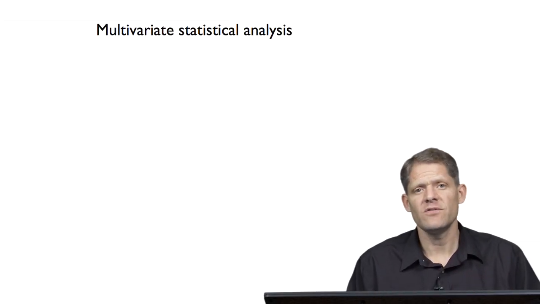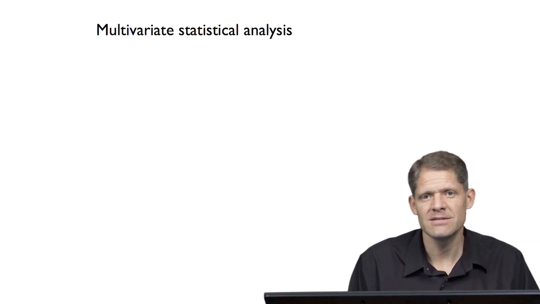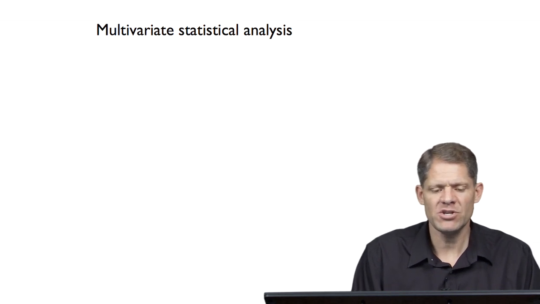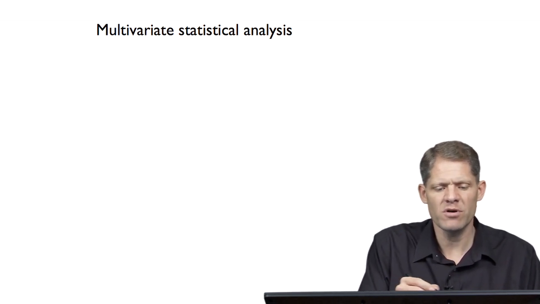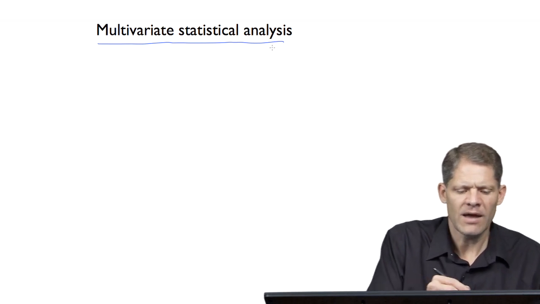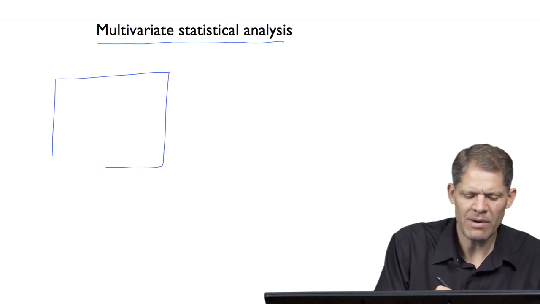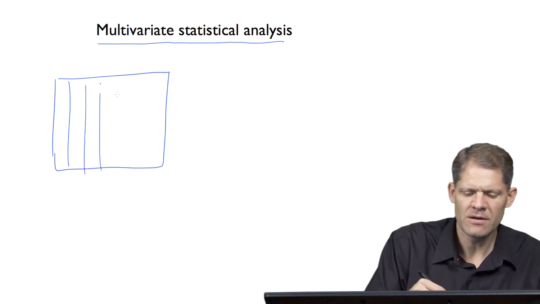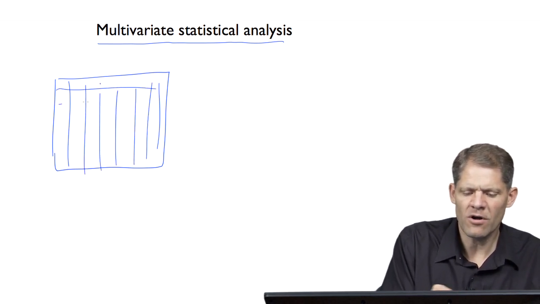Now there are many ways to group images into classes. One of them that we'll mention now, which is of particular importance, is multivariate statistical analysis. And let's begin thinking about an image. It's pixelated, so it has all of these pixels.